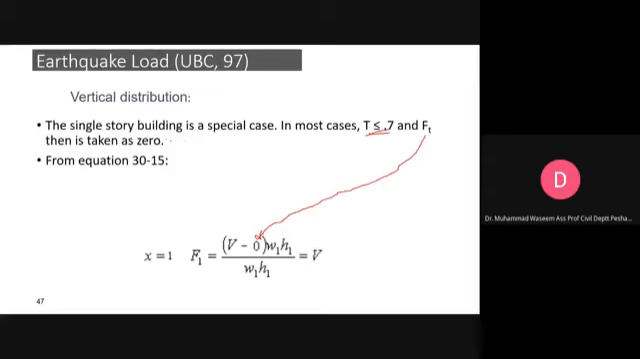For example, this is just a demonstration. You have a single story building, and the time period of that building is less than 0.7. So the Ft value will go to 0. There is one story, so this will cancel out with this one. So the force that will act on a single story building will be equivalent to the base shear. This is F1 as well.